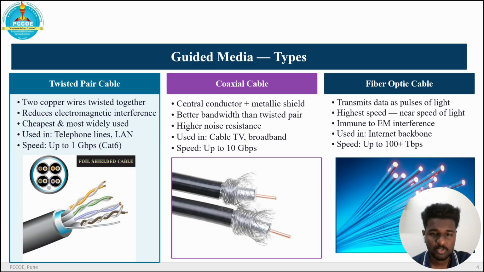Type 2, Coaxial cable. Coaxial cable is more structured. It has a central copper conductor surrounded by an insulating layer, then a metallic mesh shield, and finally an outer plastic jacket. This layered structure gives it much better bandwidth and noise resistance compared to twisted pair. The name coaxial comes from the fact that the inner conductor and the outer shield share the same axis.